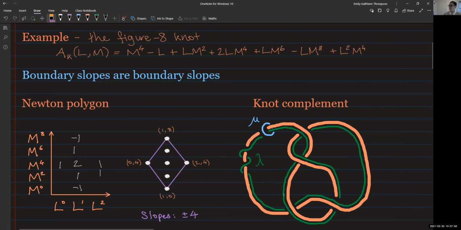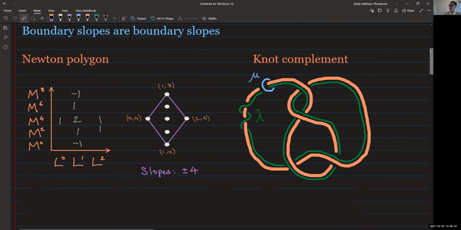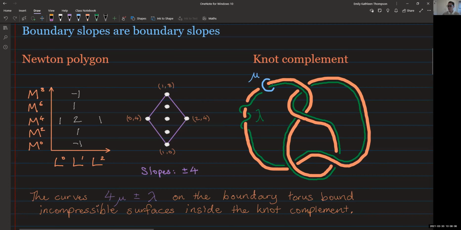And so what this result is saying is that the slopes of the Newton polygon are actually slopes that bound incompressible surfaces inside the knot complement. So in this case, if we took 4 laps around the meridian and 1 lap around the longitude in either direction, that curve on the boundary of this torus bounds an incompressible surface inside the knot complement.